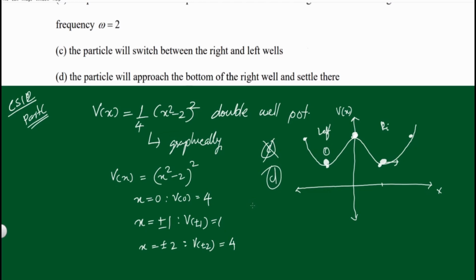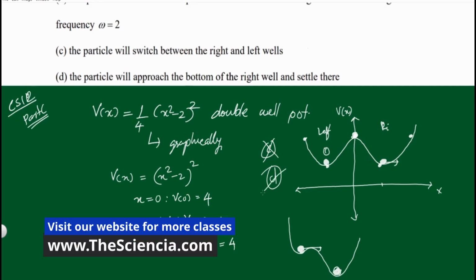Now what is option D? The particle will approach the bottom of the right well and settle there. That condition is possible if the potential is like this one or something. So if this is the potential, and the particle is here and we slightly displace it, then it will reach the second well. But here the potential is not like that. Okay, so option D is also wrong.